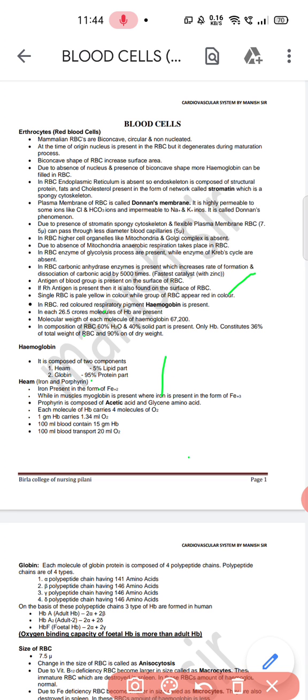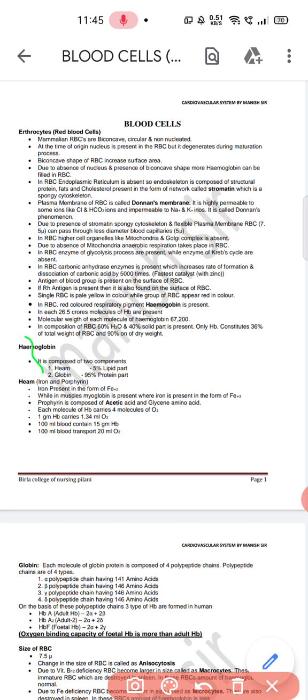Now we will discuss hemoglobin. Hemoglobin is composed of two components: heme, which is the non-protein part, about 5%, and globin, which is the protein part that consists of 95%. Heme is iron, and iron is present in the form of Fe+2, while in the muscles myoglobin is present, where iron is also present in the ferrous form.